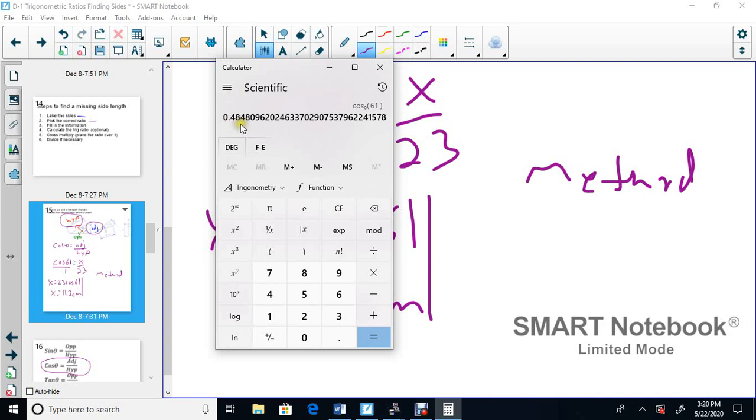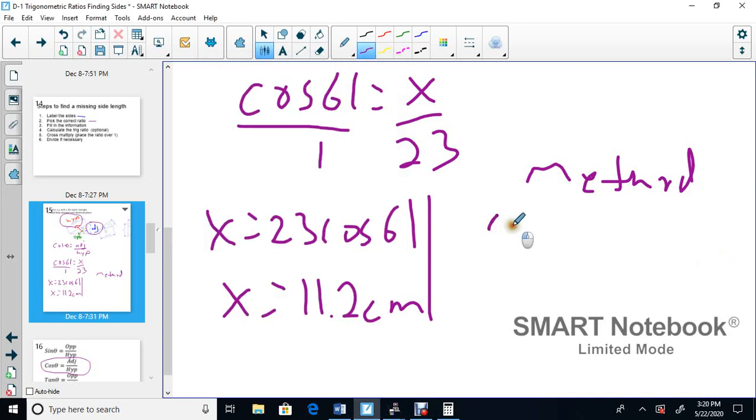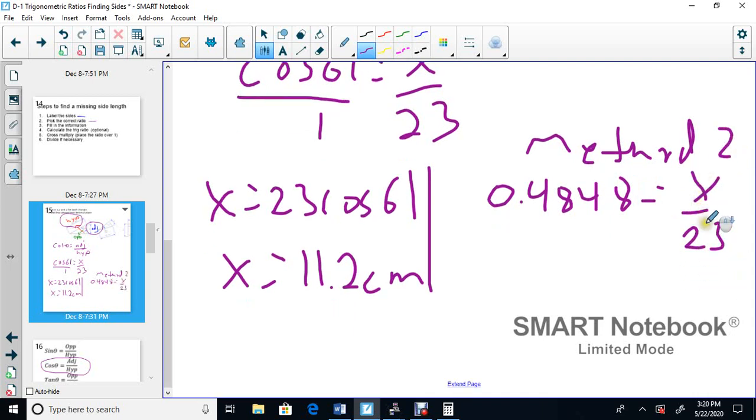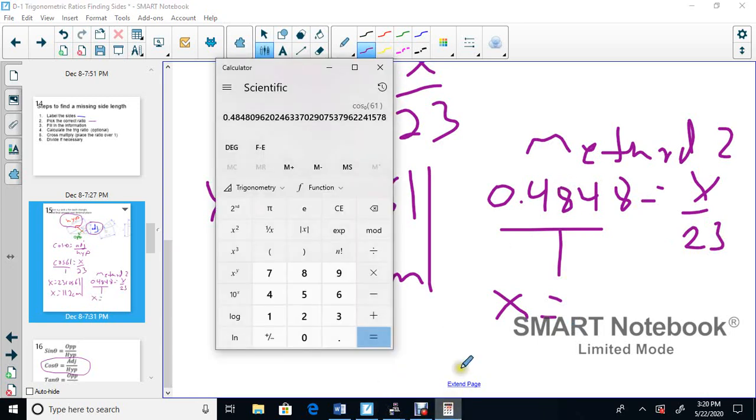0.4848. So you put 0.4848 is x over 23. So this is method 2 here. You put this over 1, and then you cross multiply, so you get x is 23 times 0.4848. So you go 23 times 0.4848.